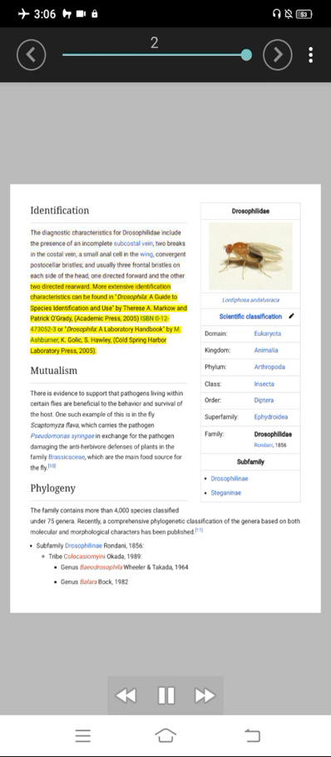More extensive identification characteristics can be found in Drosophila: A Guide to Species Identification and Use, by Therese Markow and Patrick O'Grady, Academic Press, 2006.